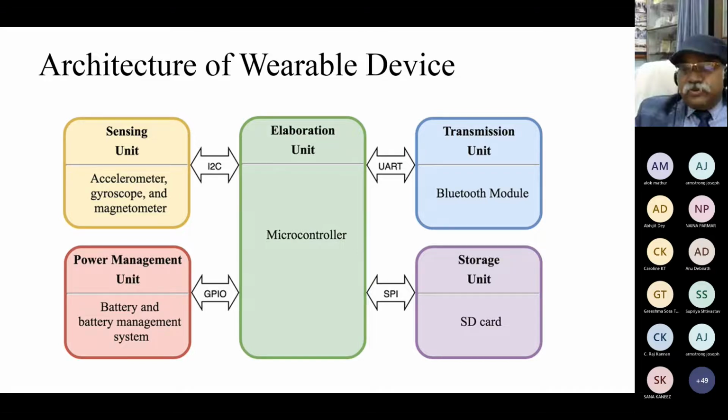Even if you see, every component also consists of processors; they are not bare components or bare systems. They have their own processing elements. They must have, then only you can have more capability, more features, and a better design of the wearable device. So the sensing unit, the elaboration or processing unit, the transmission unit, the storage unit, and the power management unit. These are the main 5 components of any wearable device.